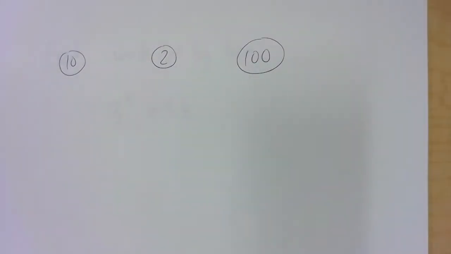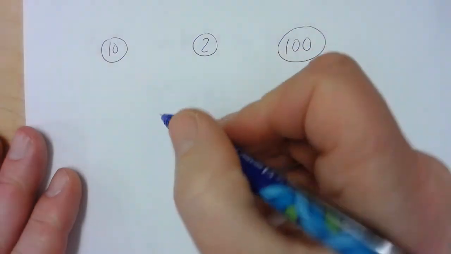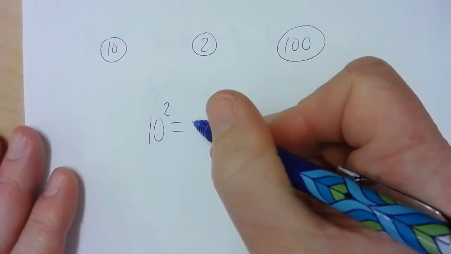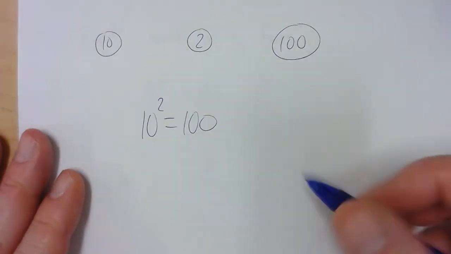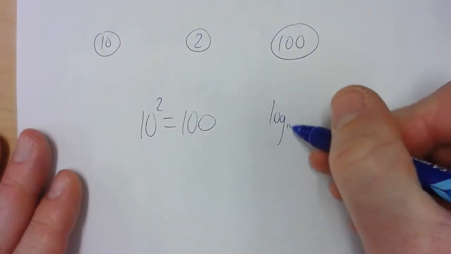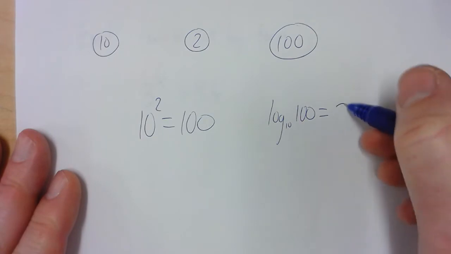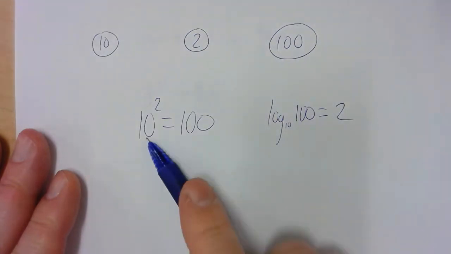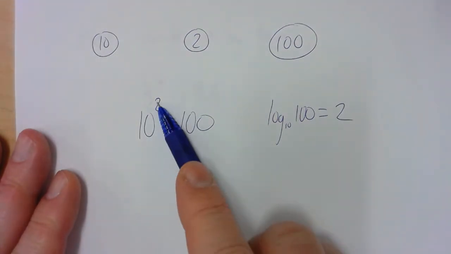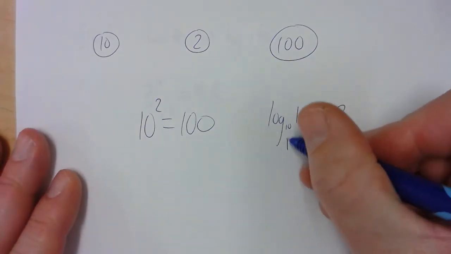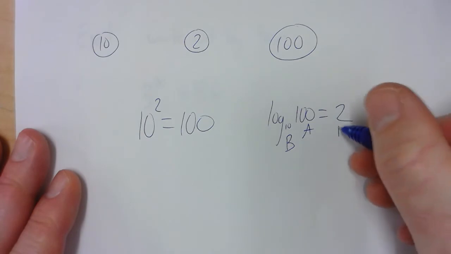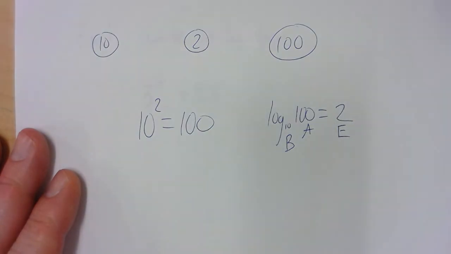Okay, so there's a relationship here that's important. 10 to the second power is 100. We know that. So this is how we get log base 10 of 100 is equal to 2. So the base is 10. The exponent goes here, and the answer goes right here. So this is the base, this is the answer, and this is the exponent. So that's how we read this.